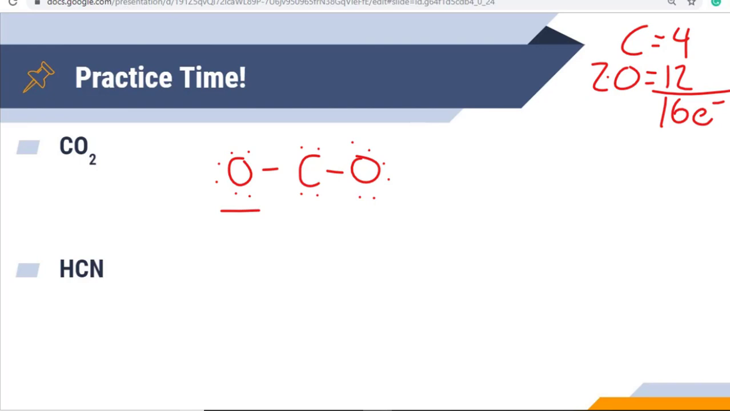Now let's add up the total number of electrons and see if we're good. 2, 4, 6, 8, 10, 12, 14, 16, 18, 20. So we have 20 electrons in our structure. Well, that's not going to work. That's too many. So in order to do this correctly, what we do is we erase and add a double bond in between where we remove the two lone pairs. So now we go through and add them up.